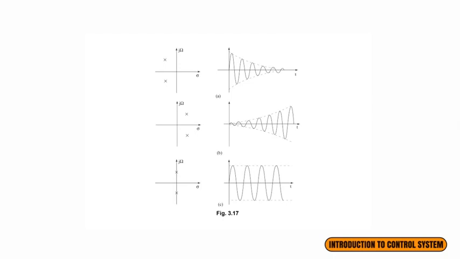Here, the poles are exactly on the imaginary axis, neither on the left hand side nor on the right hand side. In that case, the system exhibits sustained oscillation. So it never settles, it won't go unstable, but it always oscillates.